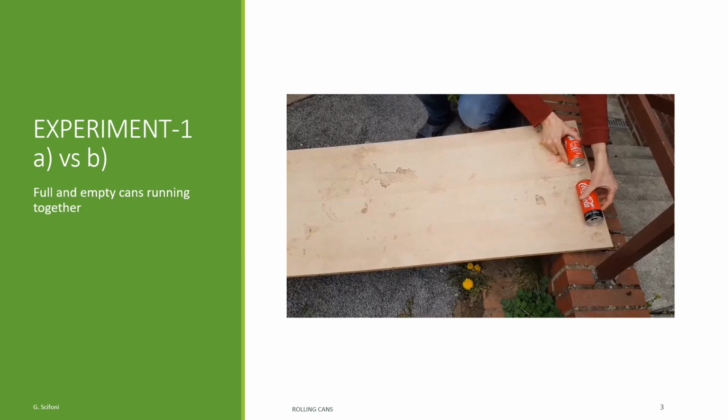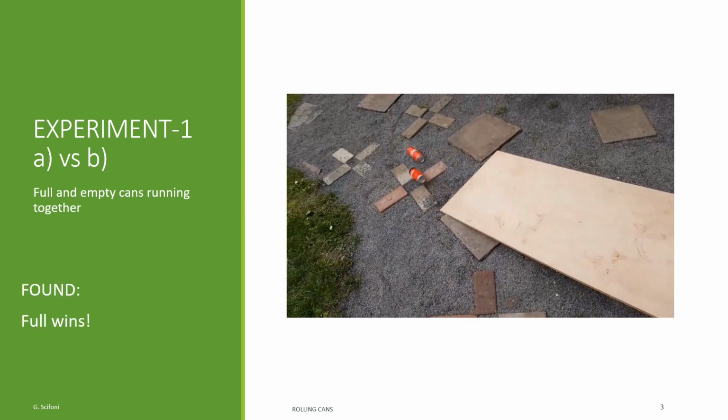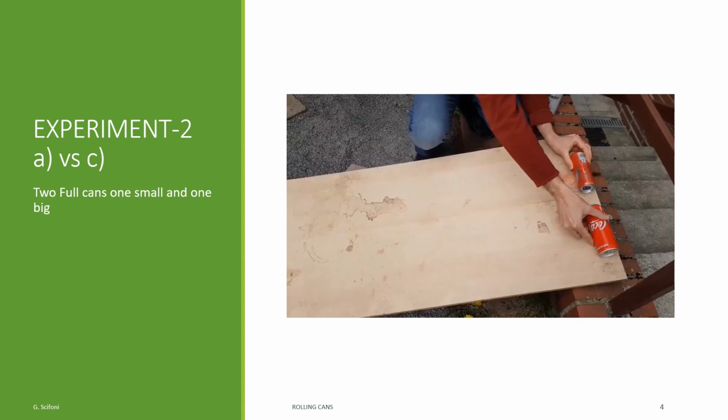The first pair is made by two equal size cans, 33 centiliters, one empty and one full. They are a cola and a cola light. As we can see, the full wins. The second pair is also made of two cans, but of different sizes. Both are full. One is cola 33 centiliter and the second is Red Bull 25 centiliter.